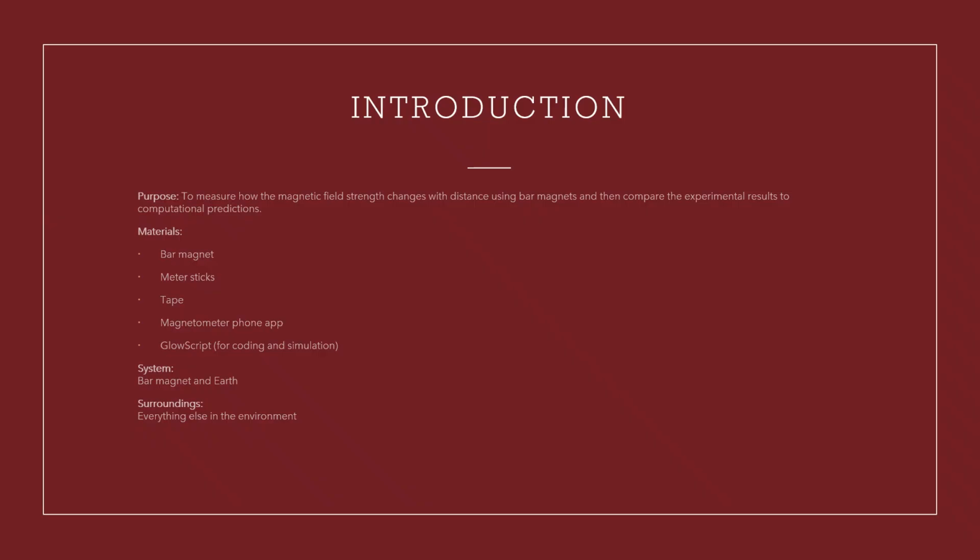Our purpose was to measure how magnetic field strength changes with distance using bar magnets, and then compare the experimental results to computational predictions. Our materials were a bar magnet, meter sticks, tape, a magnetometer phone app, and GlowScript. Our system was the bar magnet and Earth, and the surroundings was everything else in the environment.